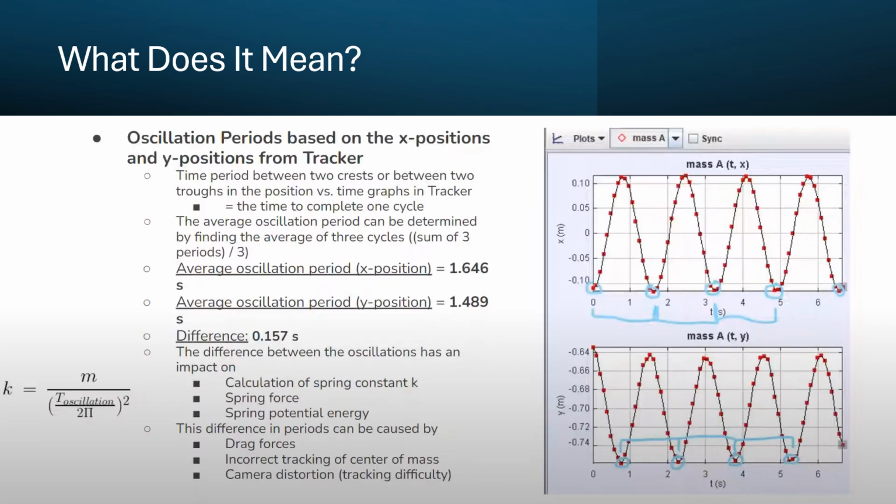The time period between two crests or two troughs in the position versus time graph in tracker is equal to the time to complete one cycle. The average oscillation period can be determined by finding the average of 3 cycles. As you can see, there's a difference between the x and y of about 0.157 seconds. The difference between the oscillations has an impact on calculations of spring force and the spring potential energy. This can be caused by drag force, incorrect tracking, or camera distortion.